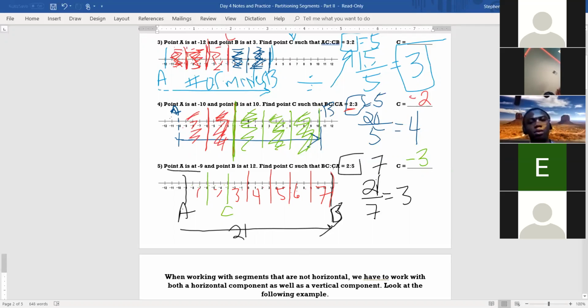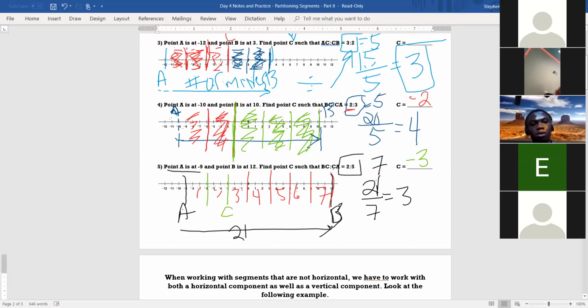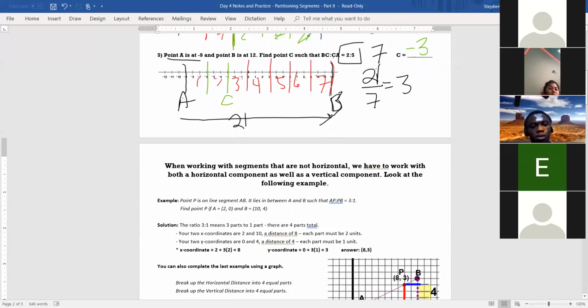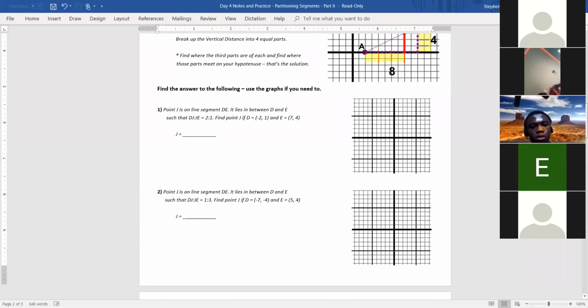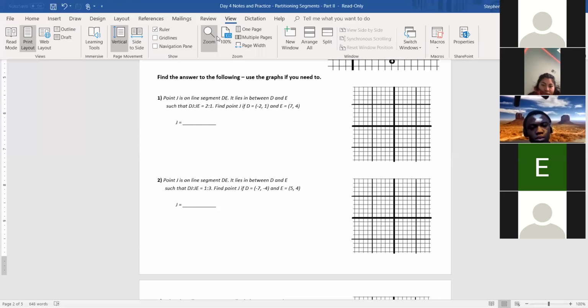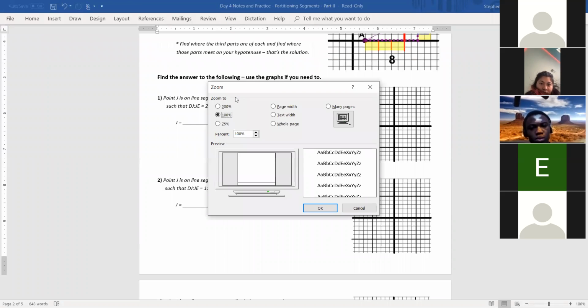So not too difficult. I think we belabored that point, but I'm hoping you'll start to see how you can do both axes, X and Y, the same way. So let's try this one here. And I'm going to have to zoom in a little bit probably for us to see this. Let's go to 200.